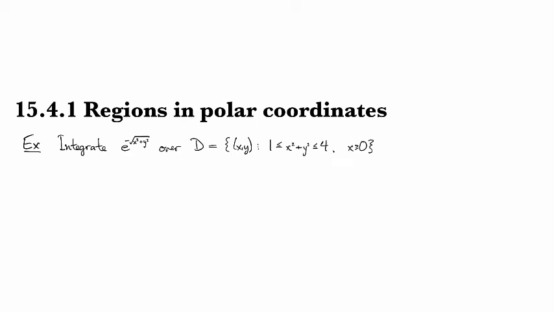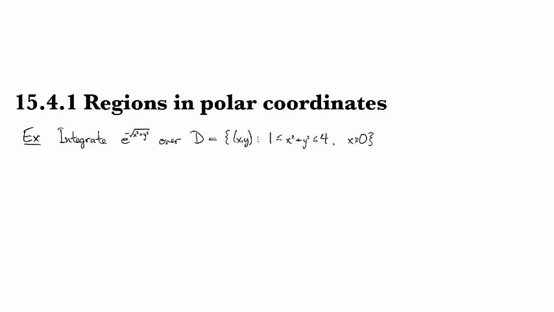Sometimes it's very difficult to set up a region as an elementary region the way that we've been looking at before, and it's much easier if you think about it in terms of polar coordinates. In this example, suppose we've got this integrand, e to the minus square root of x squared plus y squared, and we're looking at this domain right here. We want all the points where x squared plus y squared is between 1 and 4, and we want the x coordinate to be non-negative.